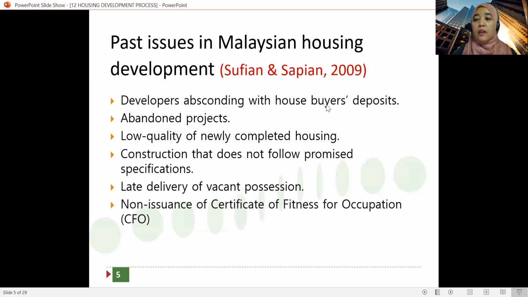Okay. So now, like I said earlier, there are two contracts. The first one is a purchase agreement, the contract between the house buyer and also the developer. The second contract is between the house buyer and also the bank. Kan? So in the case of abandoned projects, do the house buyers have to pay for the installments, even though the house buyers do not get the finished product? Rumah yang dah siap tu perlu bayar ke tak?